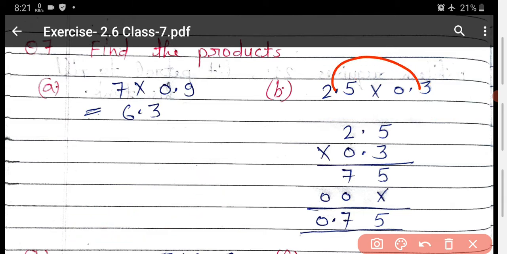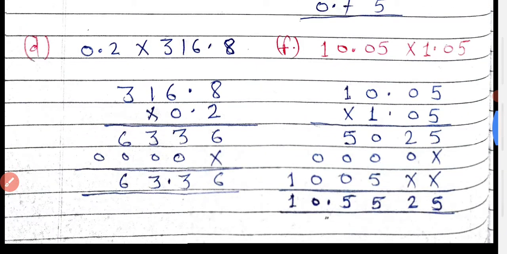If you don't know the table, then don't worry, just do normal calculation. 25 multiplied by 3, when you multiply, you will get 75. Now after one digit, two decimals are there, from the back side put the decimal, then you will get your answer. Okay, now come on to part D.